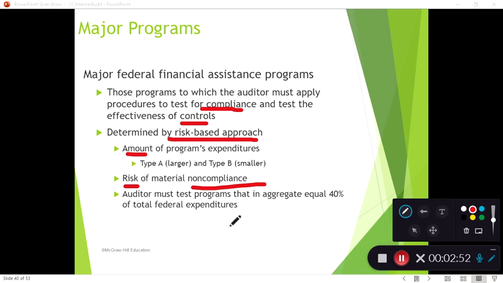And so ultimately, auditors, according to the Single Audit Act, have to test programs that equal at least 40% of total federal expenditures in terms of the assistance programs, right? So now the Act guides the auditors in terms of how much they have to test, whereas in the other audits, it's left more up to the discretion of the auditor.